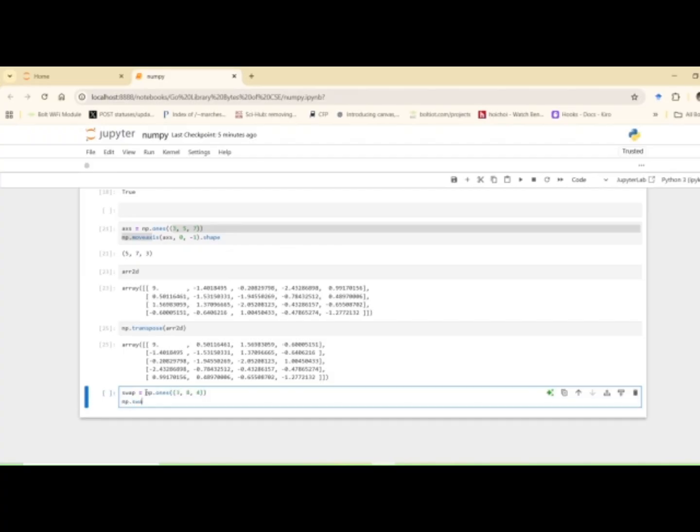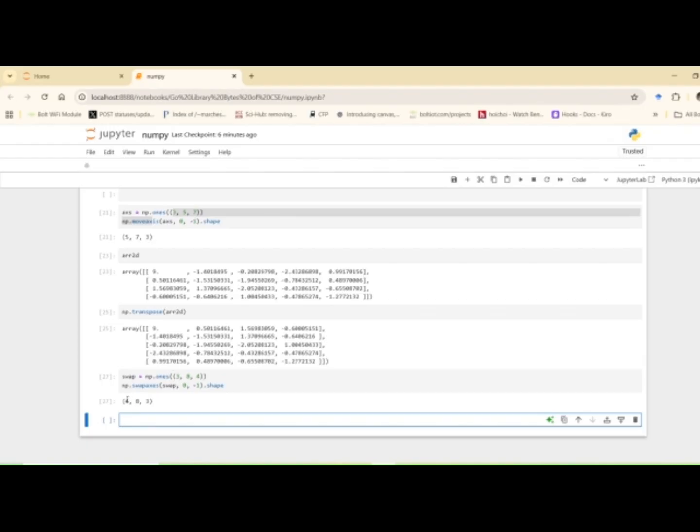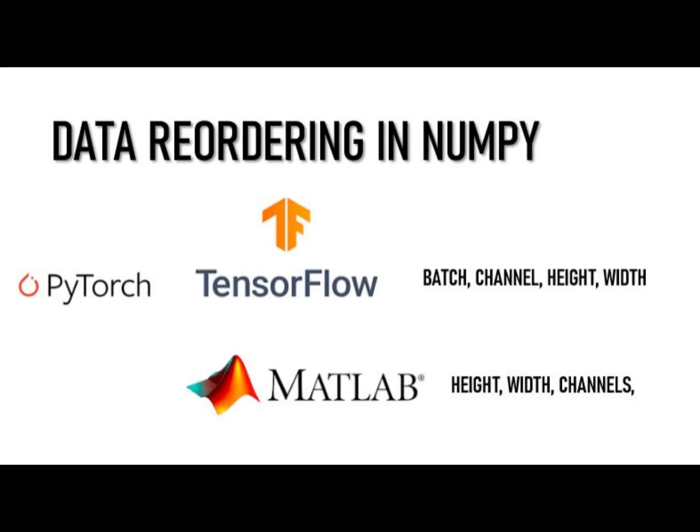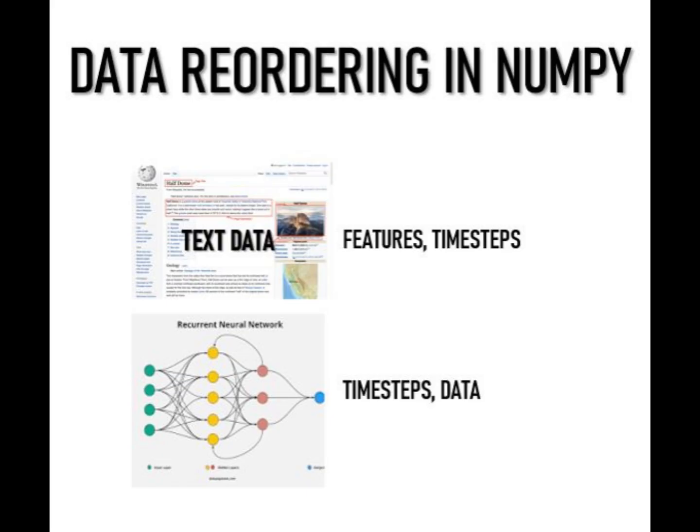If you're wondering why on earth should I swap axes? Well, this is used mostly for data reordering. For example, deep learning frameworks like PyTorch and TensorFlow expect image data in a format like batch, channels, height, width, while MATLAB uses a format like height, width, channel. Swap axis is helpful for reformatting the same data based on the kind of library used. Plus, data orientation is also helpful if you are dealing with a recurrent neural network. Your data is often organized as features, time steps, while the RNN expects it to be time steps, features.